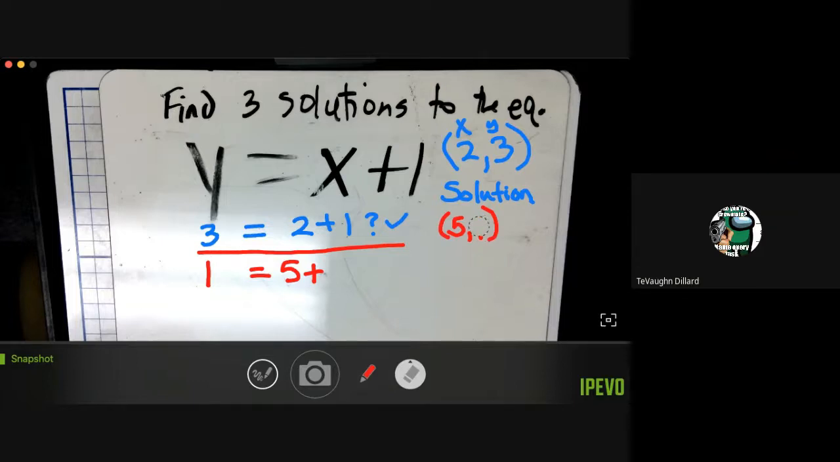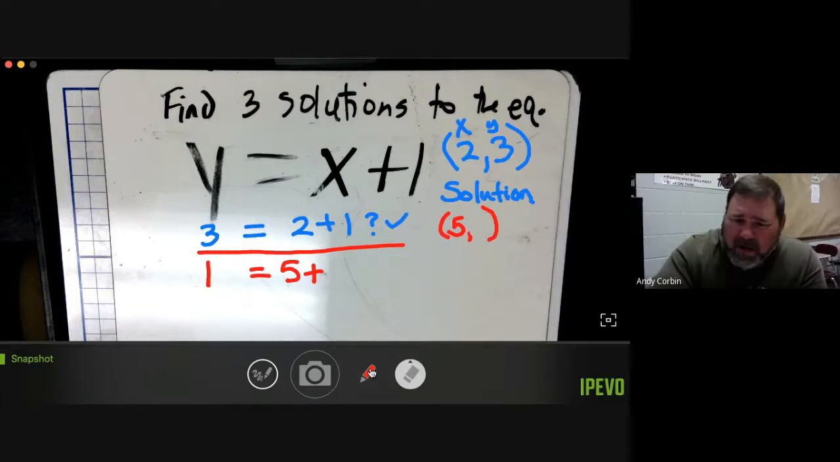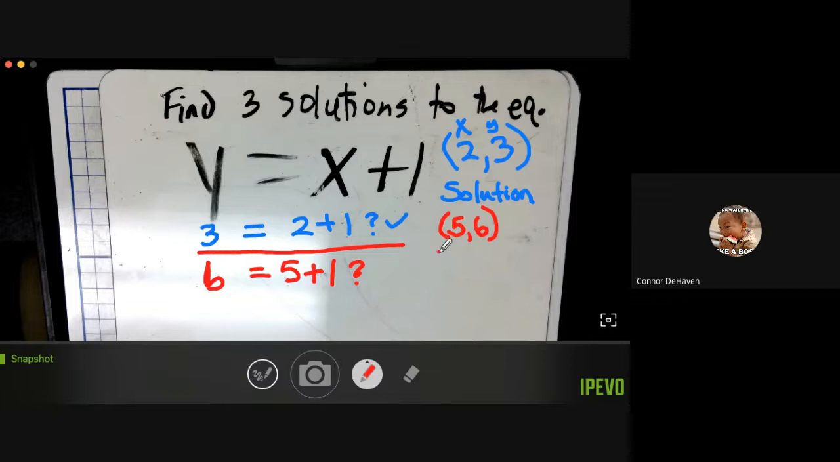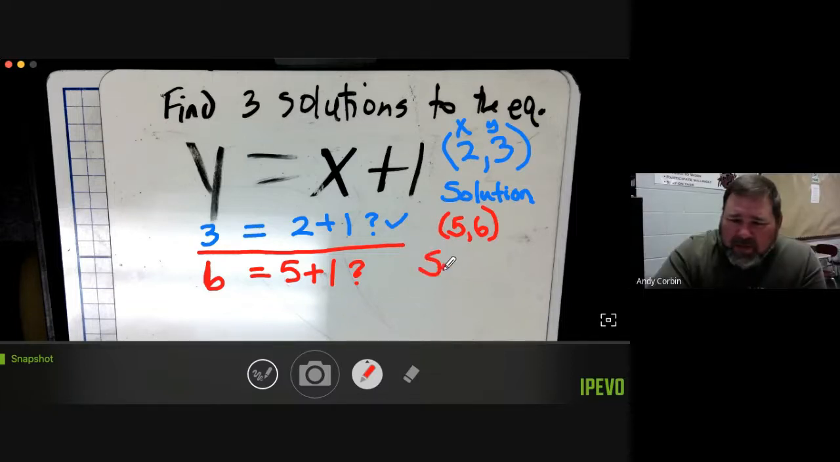Yes. I got confused. That's okay. So you plugged in 6 right here for y, and then 5 in for x. And so did Tavon come up with something that is true or false? True. Yeah, it's true. So what does that tell you about Tavon's ordered pair, (5, 6)? That it's a solution? You are right, Mr. DeHaven. It is definitely a solution.